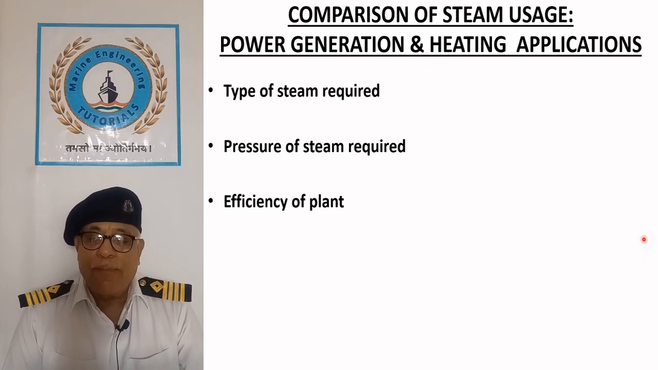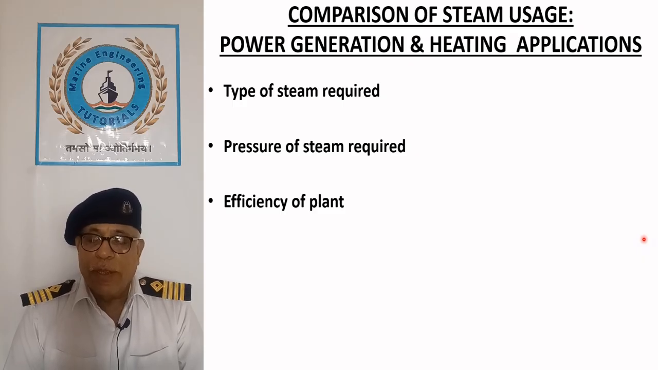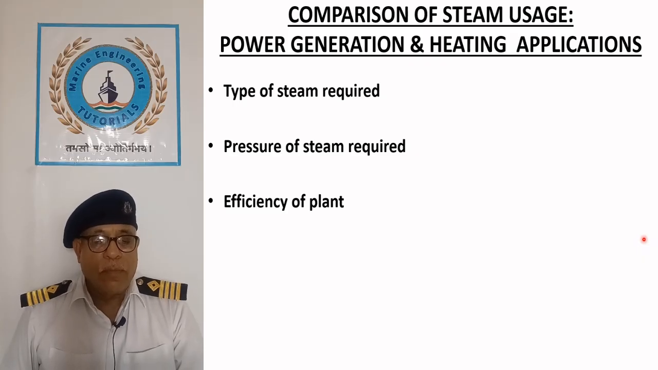In heating applications, to utilize the maximum latent heat of steam, a steam trap, a special type of valve, is used, which allows only condensate to leave the heater. A faulty steam trap reduces the heating capacity of the system.